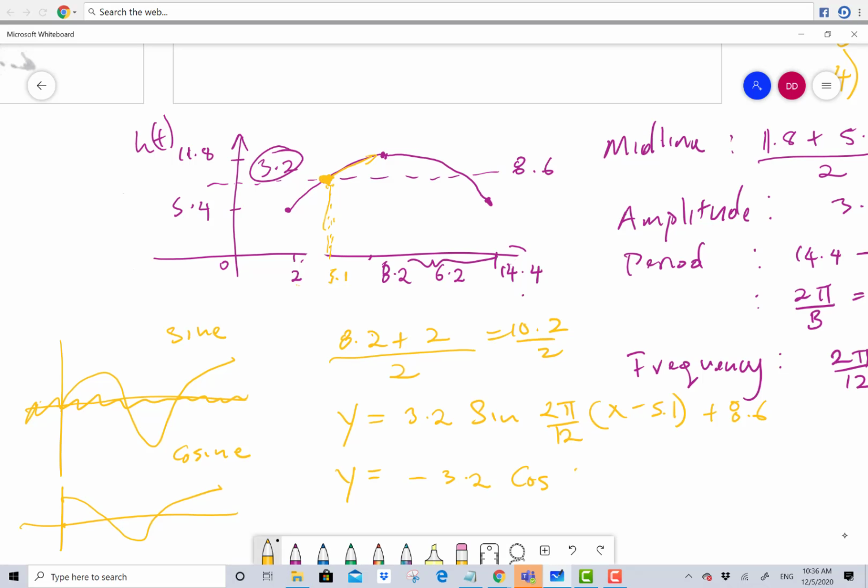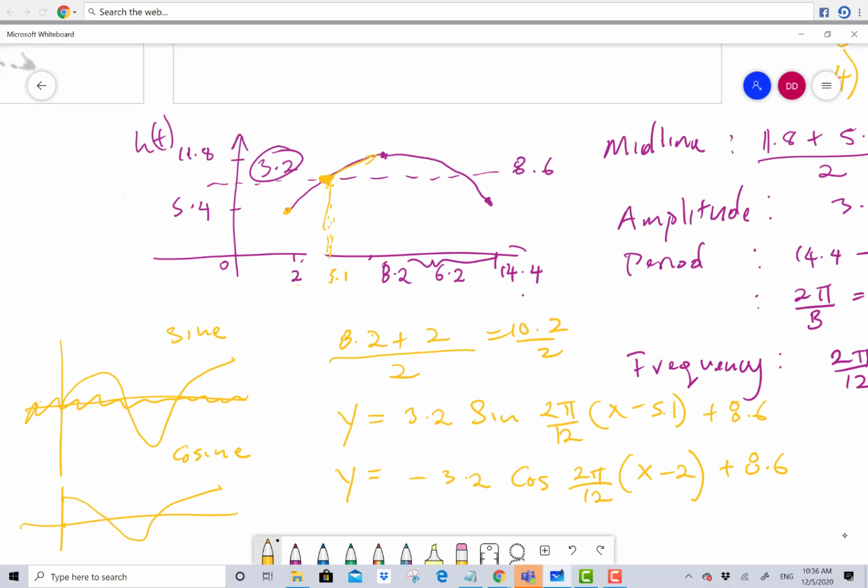My frequency remained the same, so that's 2 pi divided by 12. And my translation is going to be different now. Notice now, instead of starting at 5.1, I'm going to be starting at 2. So that's going to be x minus 2. And then my midline is going to be 8.6, so I'm going to add 8.6.